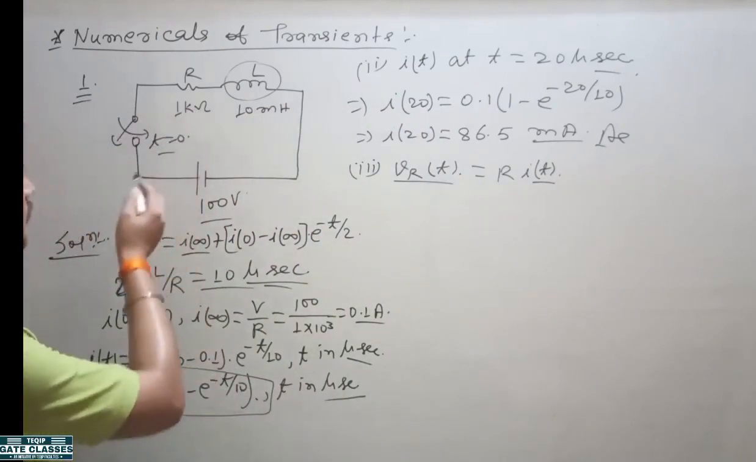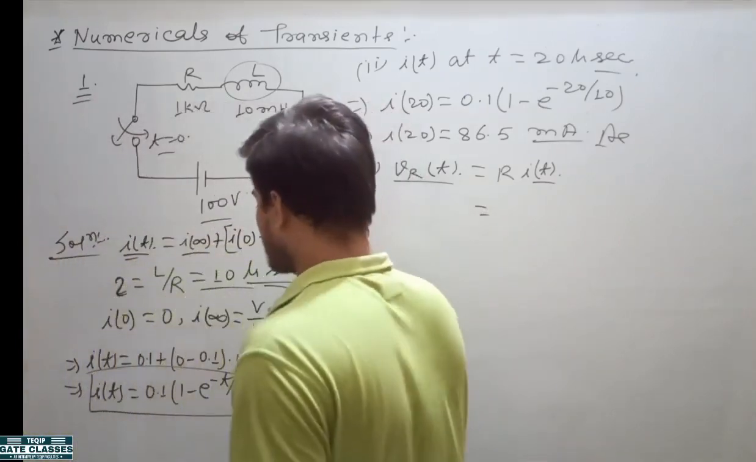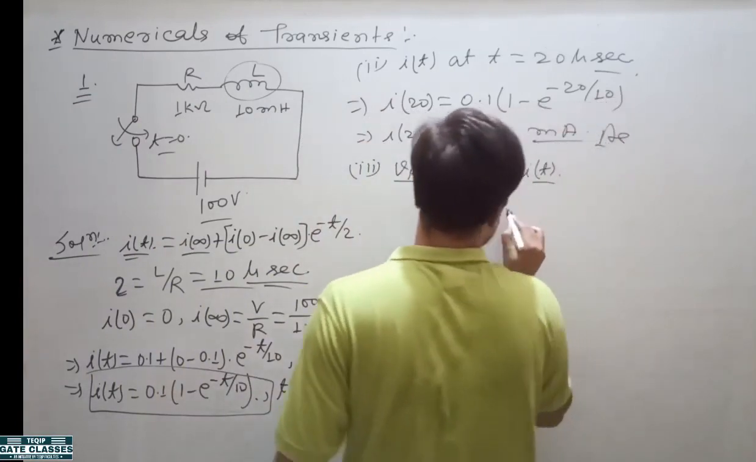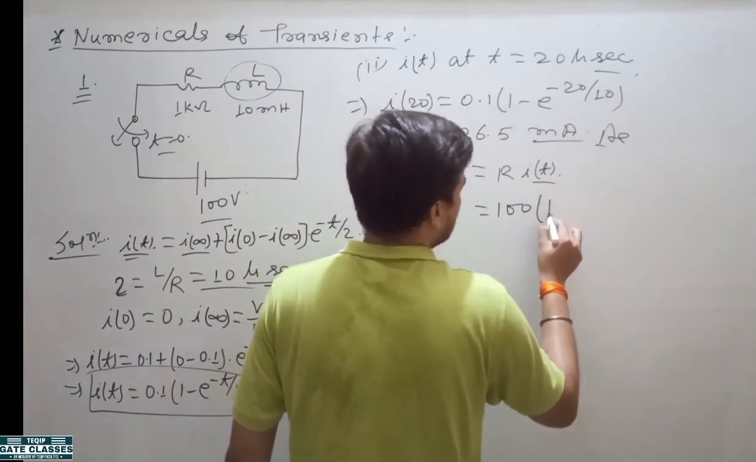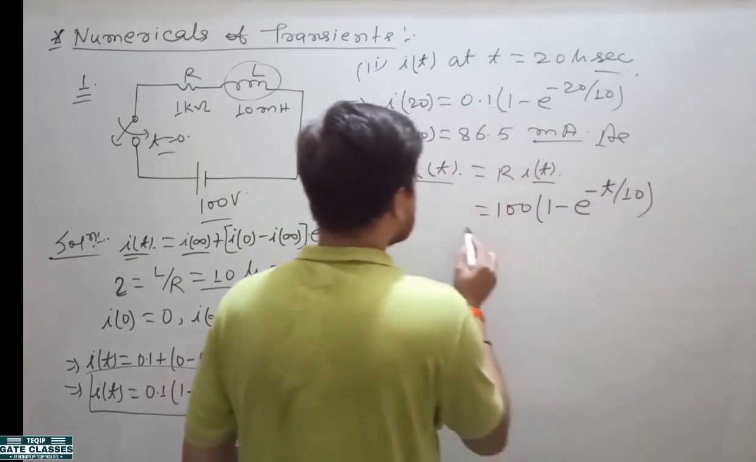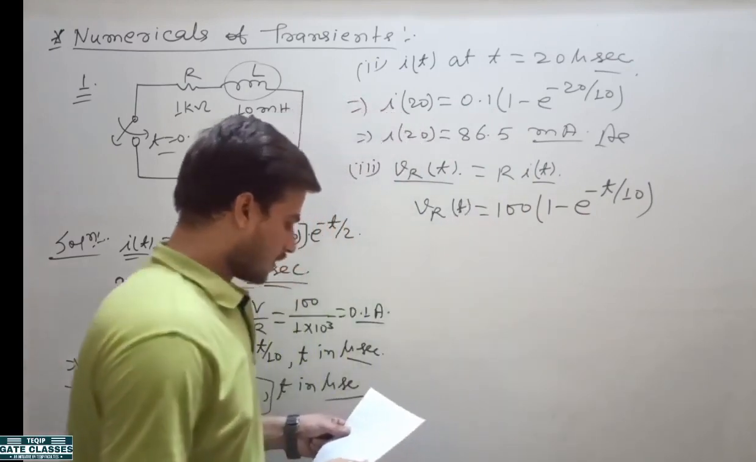You are going to multiply with 1 kilo resistor. So 1 kilo, that means 1000 into 0.1. So it will be 100. It will be 100 into 1 minus e to the power minus t by 10. So here this is the expression for VRT, voltage across resistor.